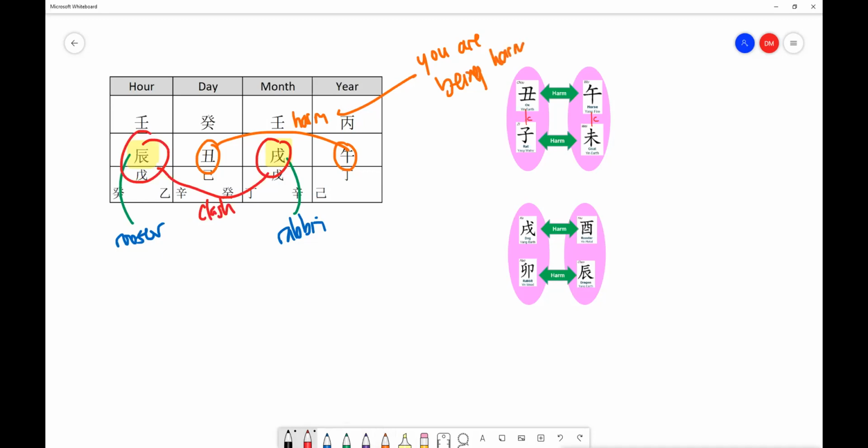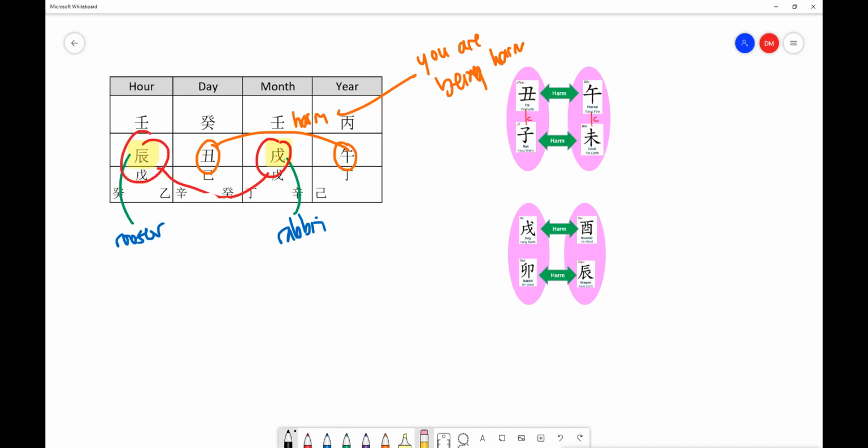This is a clash. So a clash is not a harm. A clash, dog and dragon clash. So a clash basically means you are harming. So basically the dragon harms the rabbit. Now, if you are the one harming, it's a bit different now. Okay?